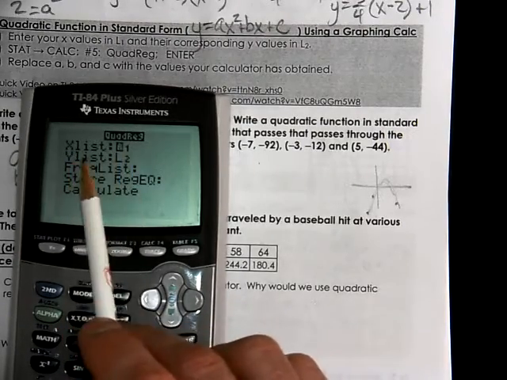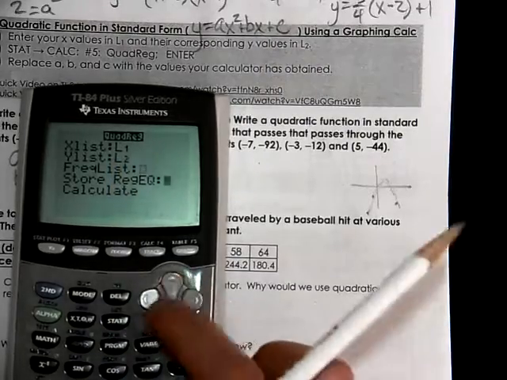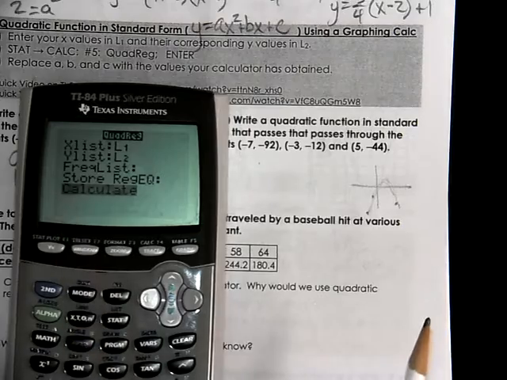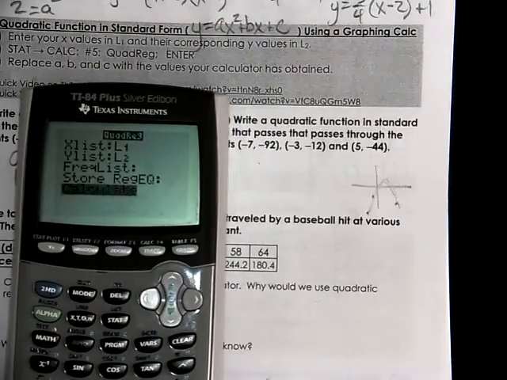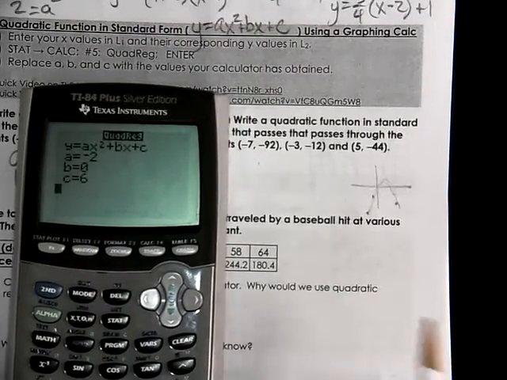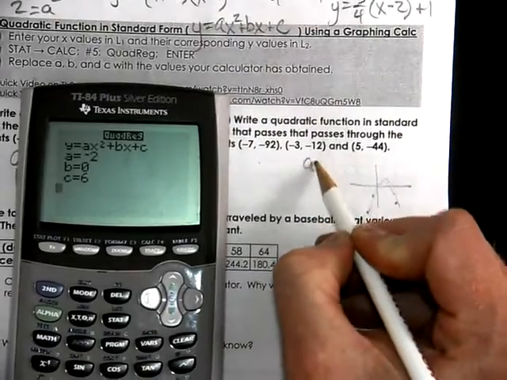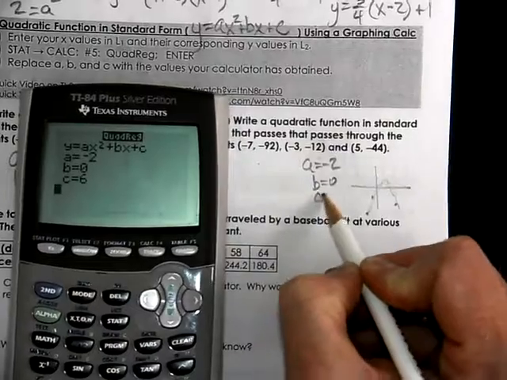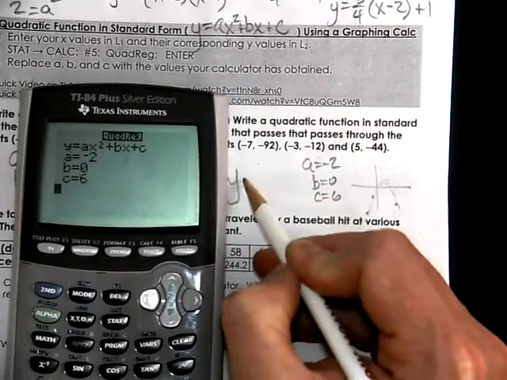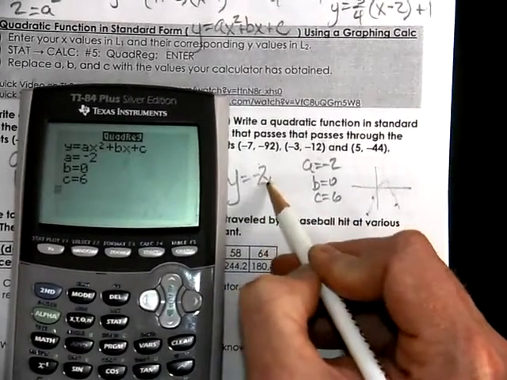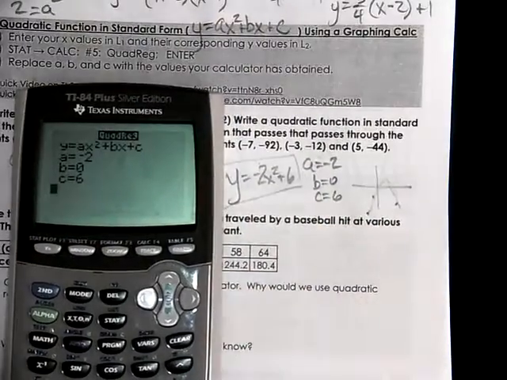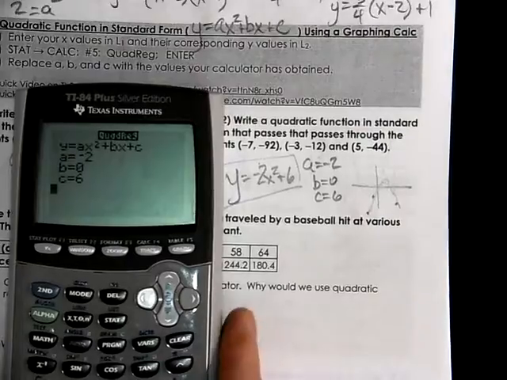Where your X values in list 1 and list 2 are just arrow down. Your screen might be a little bit different than this, but it's pretty much asking you for the same information. Hit enter. So my A value is -2, my B value is 0, and my C value is 6. There you go.